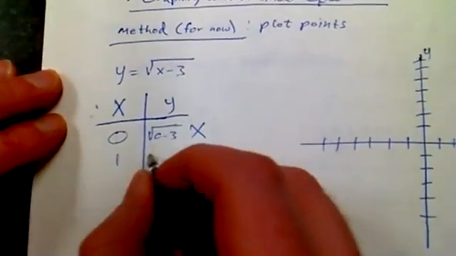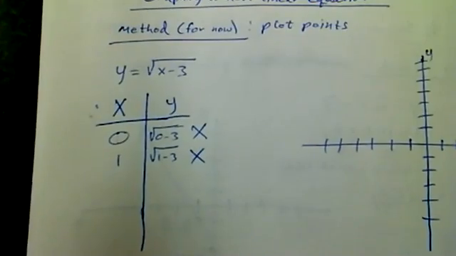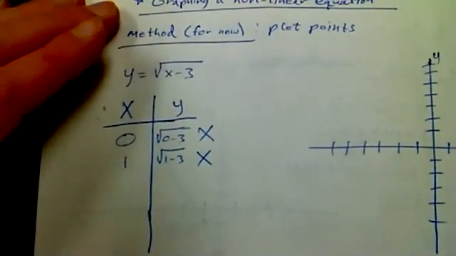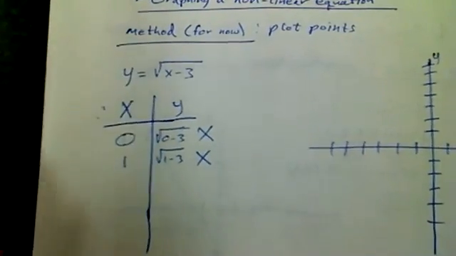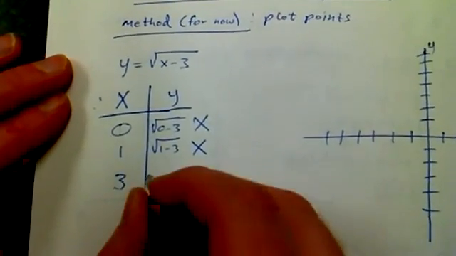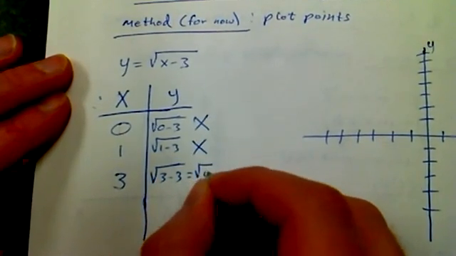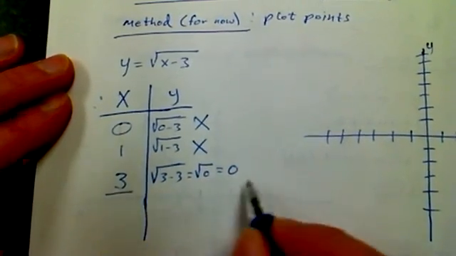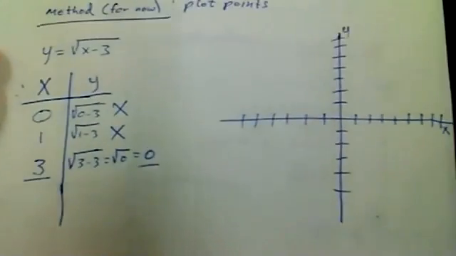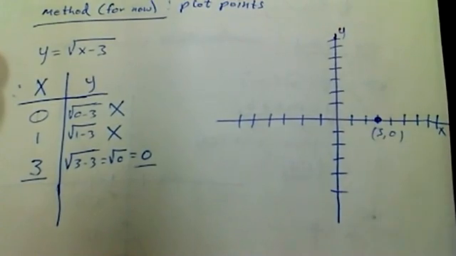Same thing if I try 1, square root of 1 minus 3, that's no good. If you think about it, the smallest value of x I can use to actually get a real number and have it show on the graph is the number 3 for x, because then I get the square root of 3 minus 3, square root of 0 is 0. So I have the point 3, 0. So I'll go over here, I'll plot the point, 3, 0.